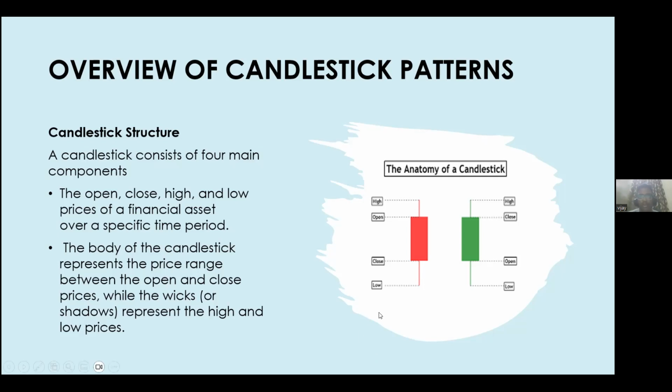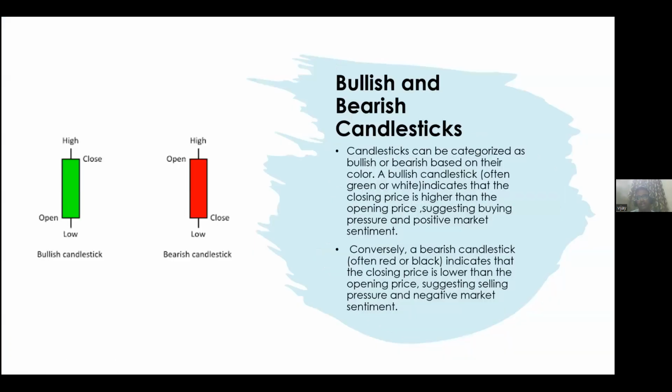Basically, the candlesticks are divided into two types: bullish and bearish candlesticks. A bullish candlestick indicates that the closing price is higher than the opening price, suggesting buying pressure and positive market sentiment. Conversely, a bearish candlestick indicates that the closing price is lower than the opening price, suggesting selling pressure and negative market sentiment.